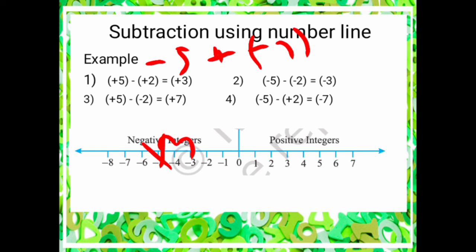Then next is plus 5 minus minus 2. So first mark the point plus 5 over here. Then subtraction becomes addition. What is the additive inverse? It is plus 2. So add plus 2. So the answer is plus 7. Then last question is minus 5 minus plus 2. So put the minus 5 point here. Then here the subtraction operation becomes addition, then plus 2. The additive inverse of plus 2 is minus 2. So if we are adding minus 2, we are moving backward. So the answer is minus 7.